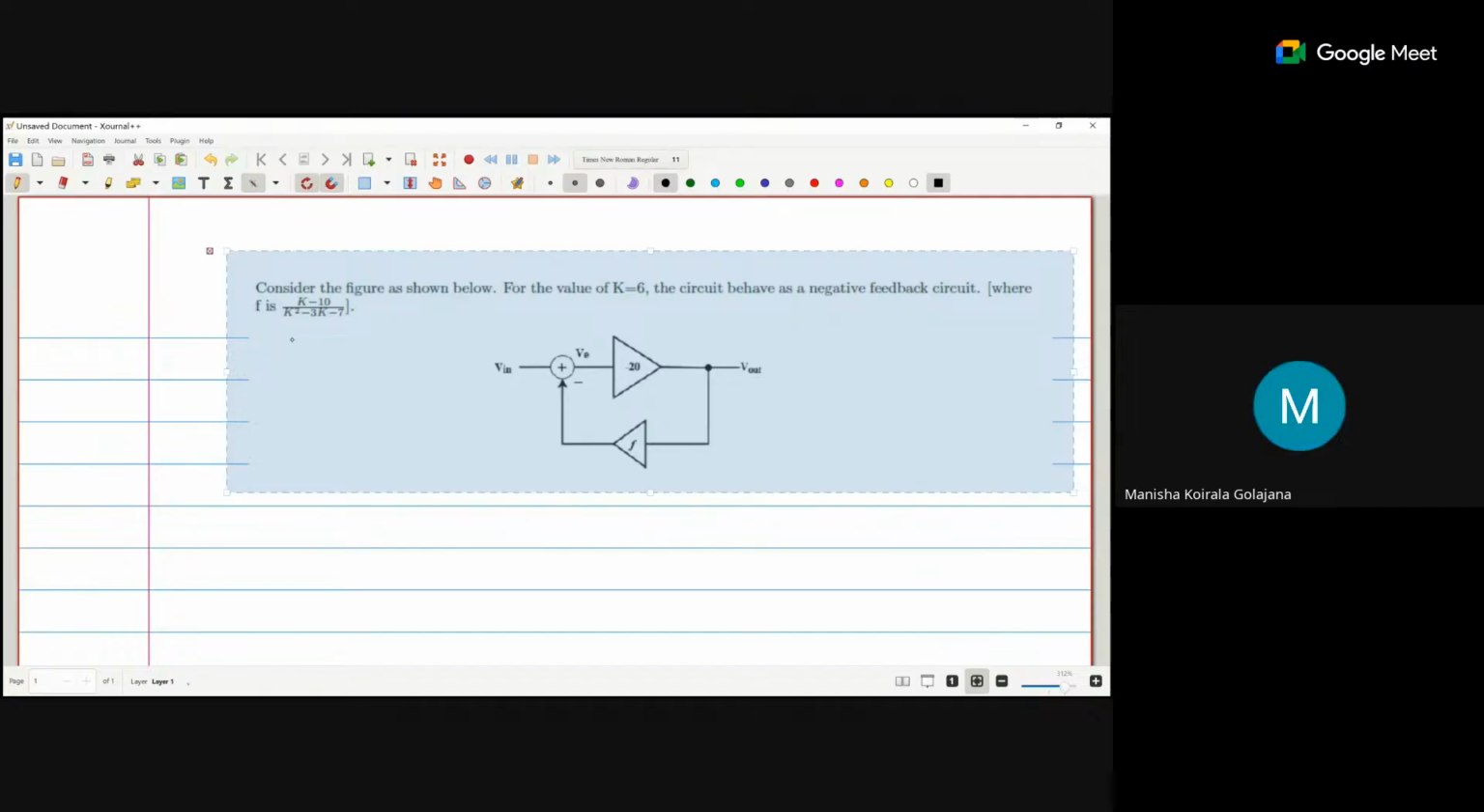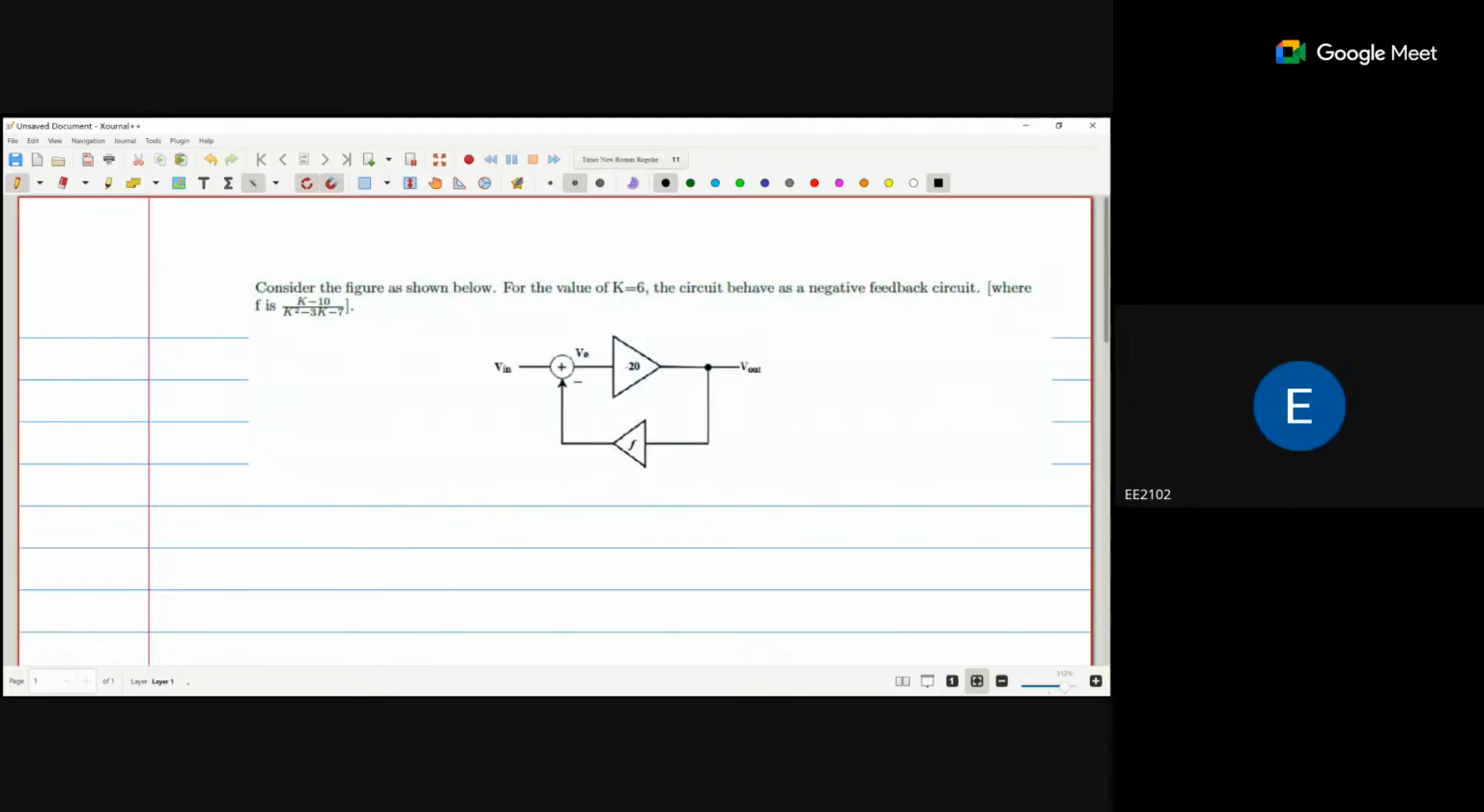Yes, sir. I'm a little confused about this negative feedback thing. In the question, it is given that for the value of k equal to 6, the circuit behaves as a negative feedback. We have to say either true or false, either yes or no.